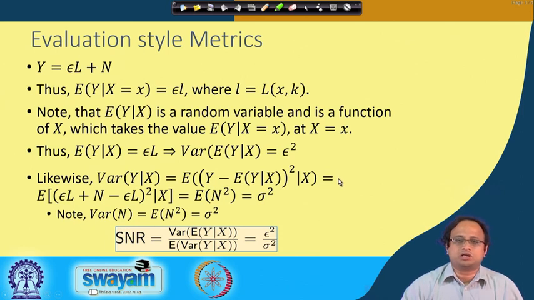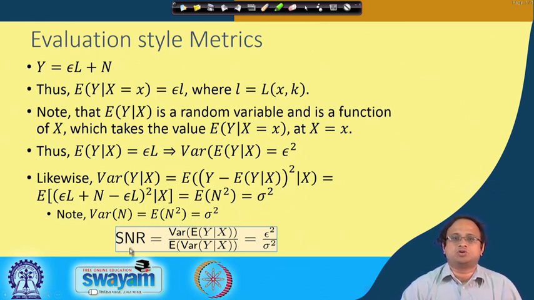So, what you can observe here is that y is nothing but epsilon L plus n. And as I said, E y given x is nothing but epsilon L. So, I can substitute epsilon L here, and epsilon L and epsilon L get cancelled. Remember the noise is independent of x, so I can just write this as the expectation of n square. The expectation of n square is nothing but sigma square. Why? Because the variance of n is sigma square, and the variance of n is E of n square minus E n whole square, and E of n is 0. So, E of n square is also sigma square.